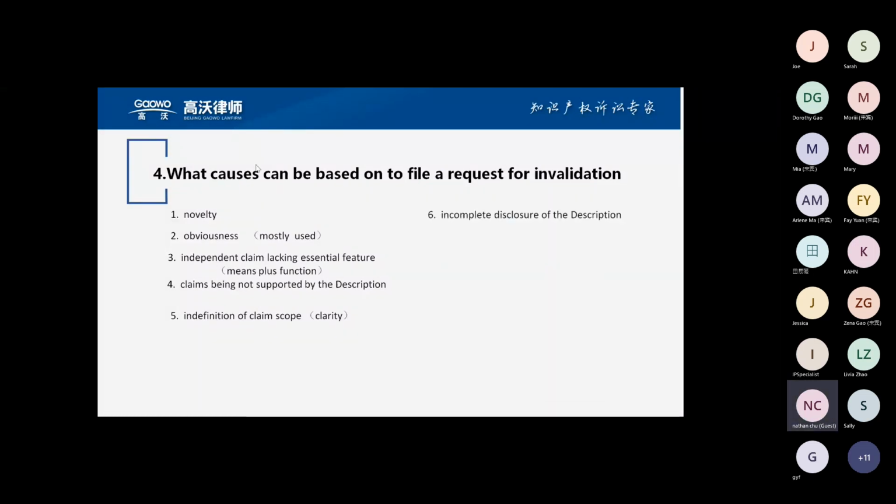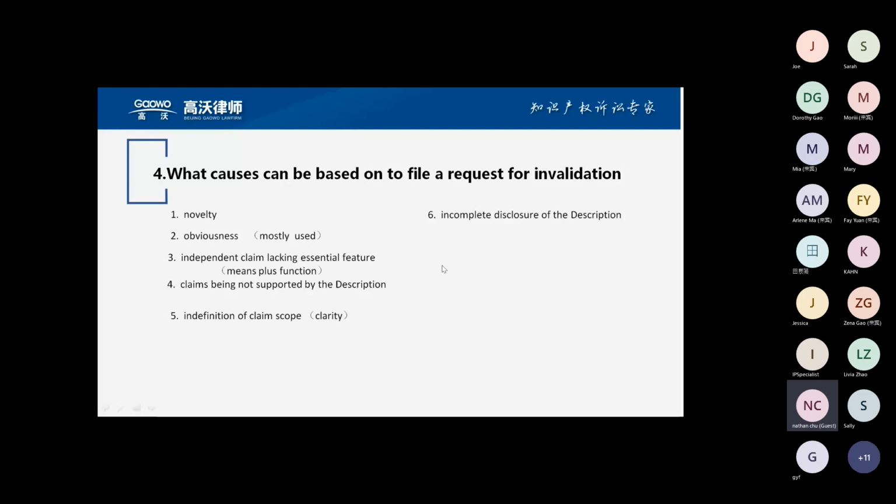Next, you can also invalidate a claim by arguing that the description incompletely discloses the technical solutions claimed by the claims. That means you can also file based on the reason that the description fails to completely disclose.